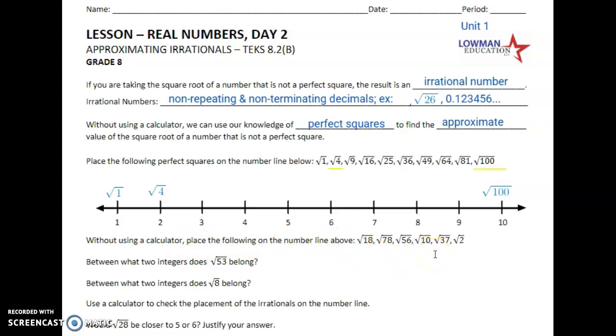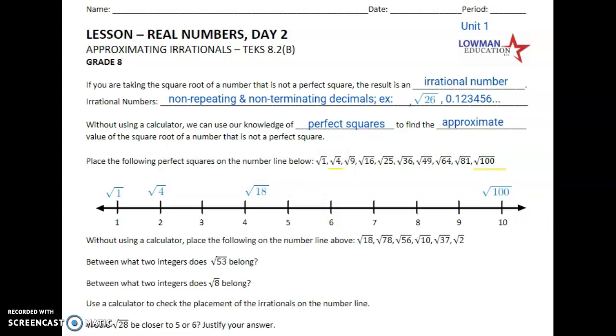So the square root of 18. I'm not sure exactly what the square root is, but I can use my perfect squares to help me figure that out. For example, I know that 4 times 4 is 16. And I know that 5 times 5 is 25. So I can estimate that somewhere in this area, I'm going to find the non-perfect square or square root of 18. Okay, so I know that the square root of 18 is going to be a little bit closer to 4 because it is closer to 16, and the square root of 16 is 4.